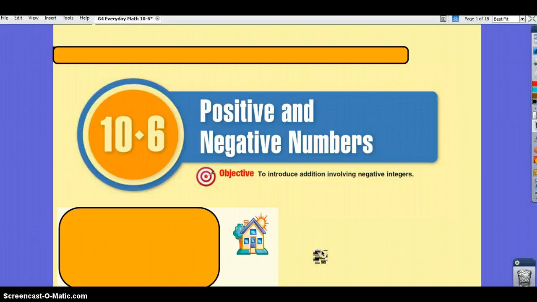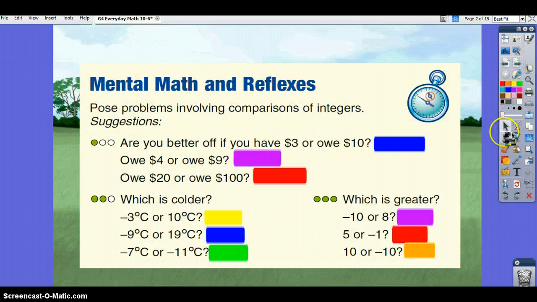In 10-6, you're going to learn about positive and negative numbers. My objective is to introduce addition involving negative integers. Let's do some mental math and reflexes.